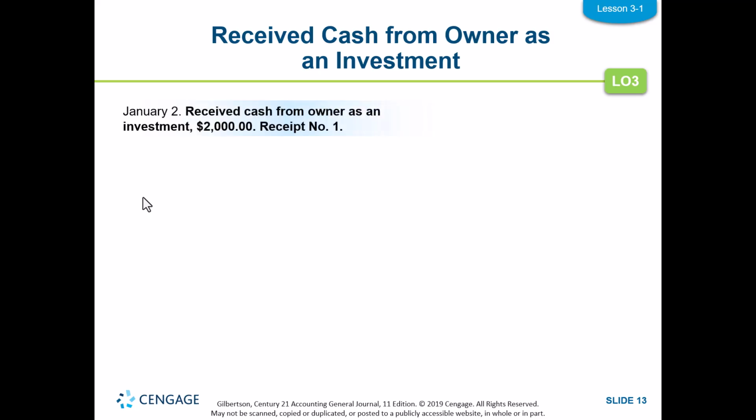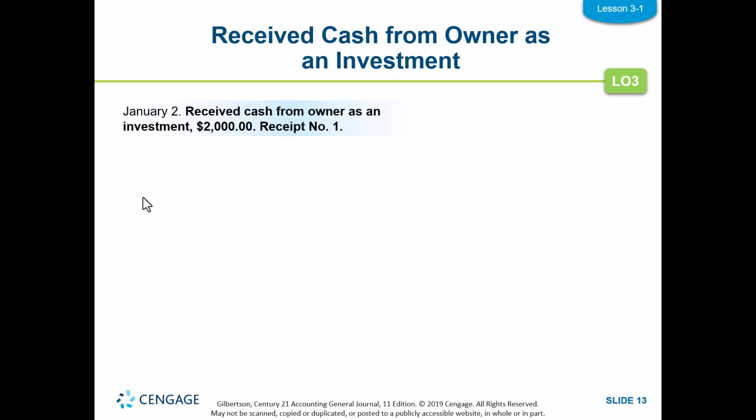So here on this one, we received cash from owner as an investment of $2,000. Again, these are just going to be repeats of what we did with our T accounts, but let's talk through them the same way. So what two accounts are we dealing with? Yep, which starts with the C, capital, right? So we're going to be dealing with cash and with the capital account.